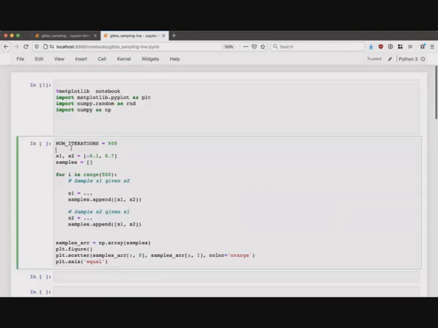I have some skeleton code here that does a lot of it for you. So we have how many iterations we're going to do. I made up this initial sample kind of randomly. And we're going to do a loop, and we're going to fill in these key parts of the loop where we sample x1 given x2. And similarly, we sample x2 given x1.